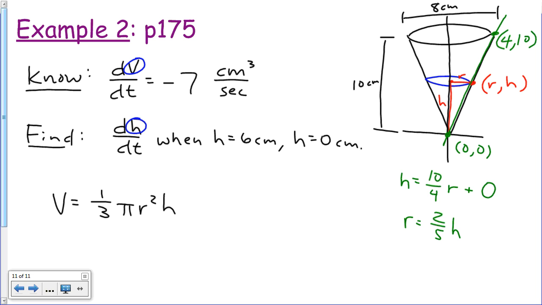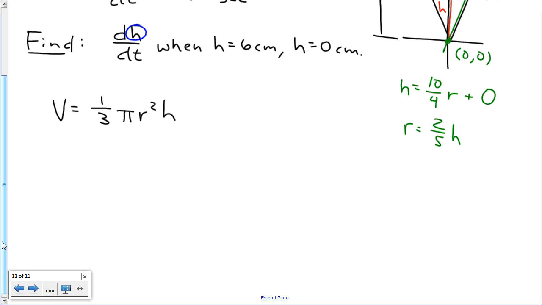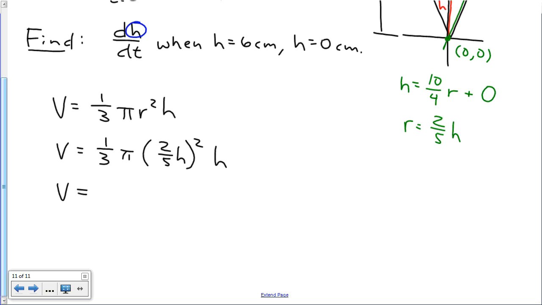So now I have a relationship between r and h. I can replace r in my equation over here. Volume is equal to 1/3 pi times, instead of r, it's going to be 2/5 h, and that's squared. The radius is squared times the height. And let's simplify this equation before we start taking the derivative of this thing. So we have 1/3 pi. When I square the 2/5 h, I'll get 4 over 25 times h squared times h.